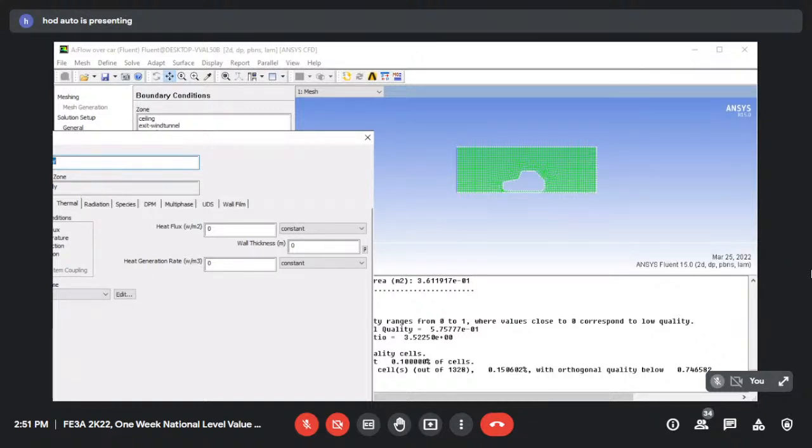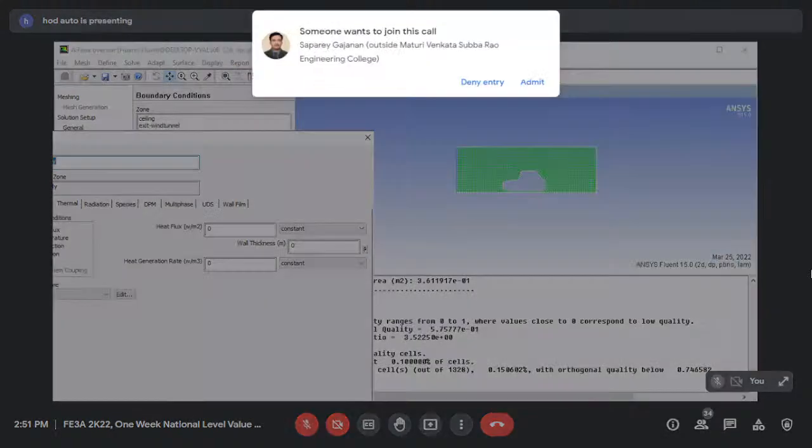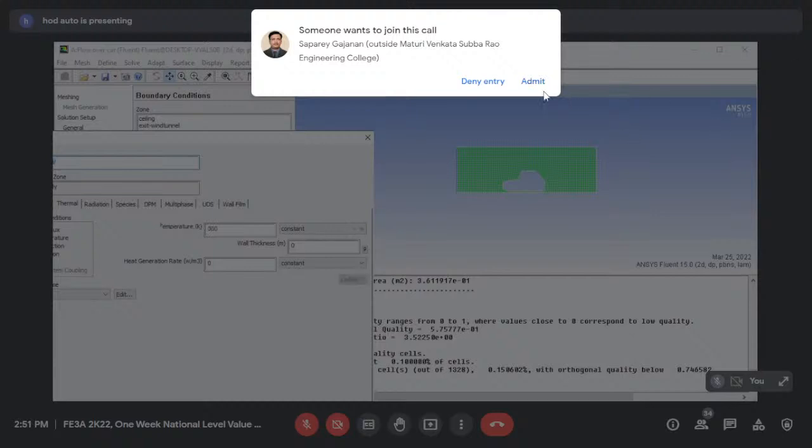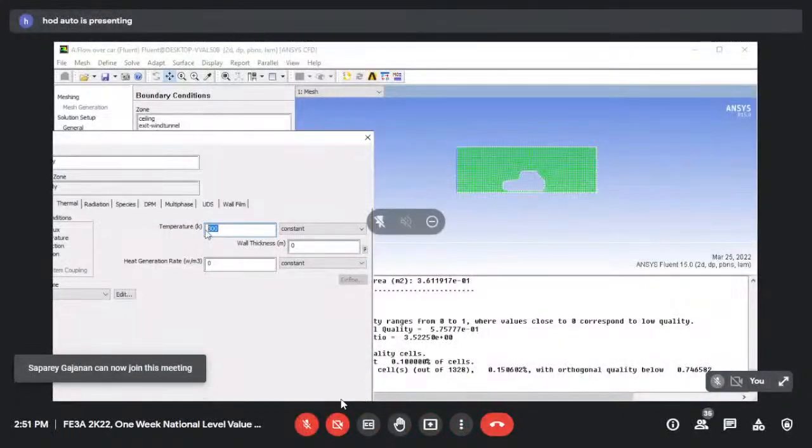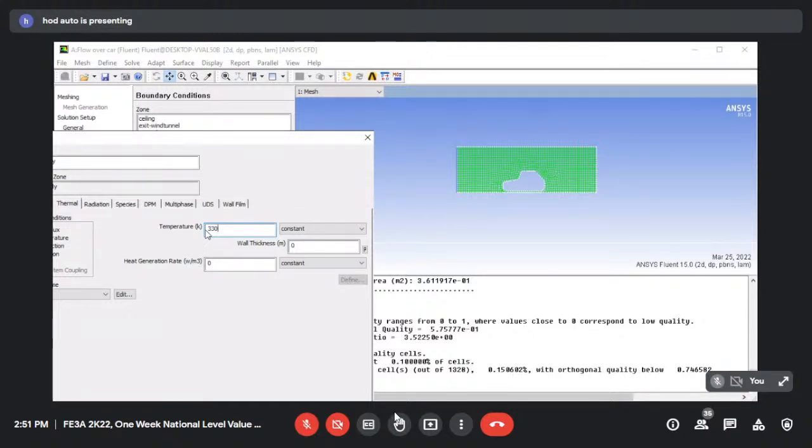I can go with FSI, fluid-solid interfaces, because in Workbench we will do thermal analysis of the solid, estimate the heat flux, and then link that heat flux solution here. That is how we will do it. So I will specify that the temperature of this particular vehicle is around 330 degrees centigrade because of the solar radiation that is falling, and inside it is completely air conditioned.